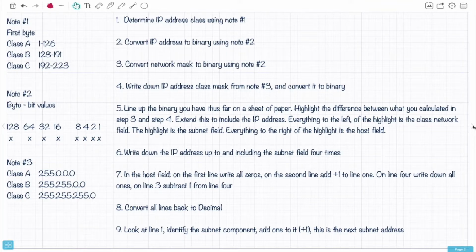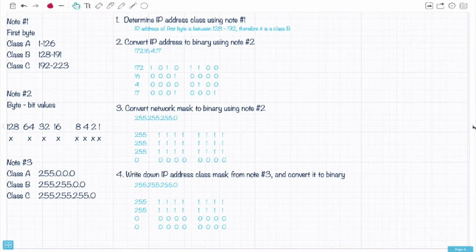So let's do this. First of all, determine the IP address class using note number 1 on the left. Well, it's a 172 dot something. 172 is within the range 128 to 192. Therefore, it's a class B address.